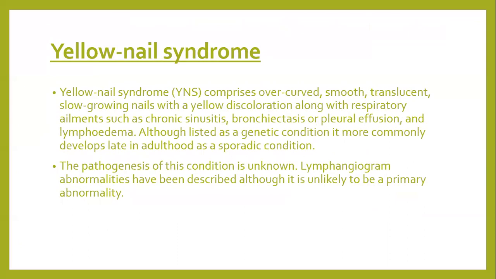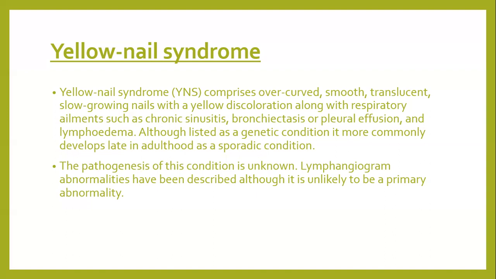Yellow nail syndrome. Yellow nail syndrome is a distinct syndrome that comprises overcurved, smooth, translucent, slow-growing nails with yellow discoloration. Along with that, there are respiratory ailments such as chronic sinusitis, bronchiectasis or pleural effusion, and lymphedema. So there are three features of yellow nail syndrome: yellow, overcurved, slowly growing nails, then respiratory complaints, and lymphedema. Although listed as a genetic condition, it more commonly develops later in adulthood as a sporadic condition.